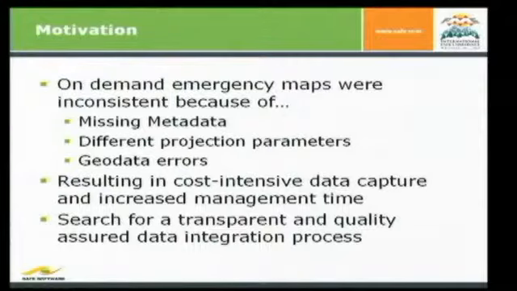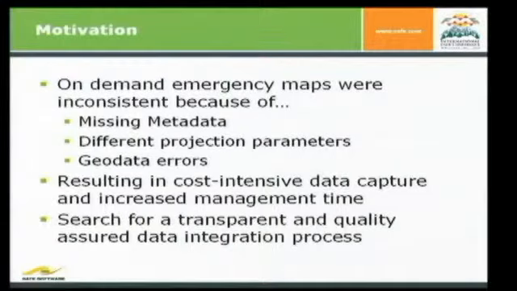The problem was that the Austrian Federal Railways' on-demand emergency maps were inconsistent because of missing metadata. So how old is this aerial photograph? When was this taken? Where is the location? What is the bounding box? And so on. Then they had different projection parameters coming out of ESRI, MapInfo, and other products.